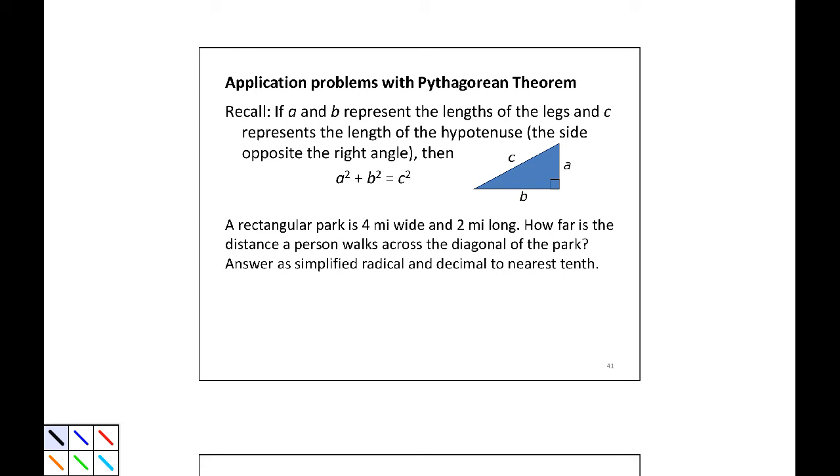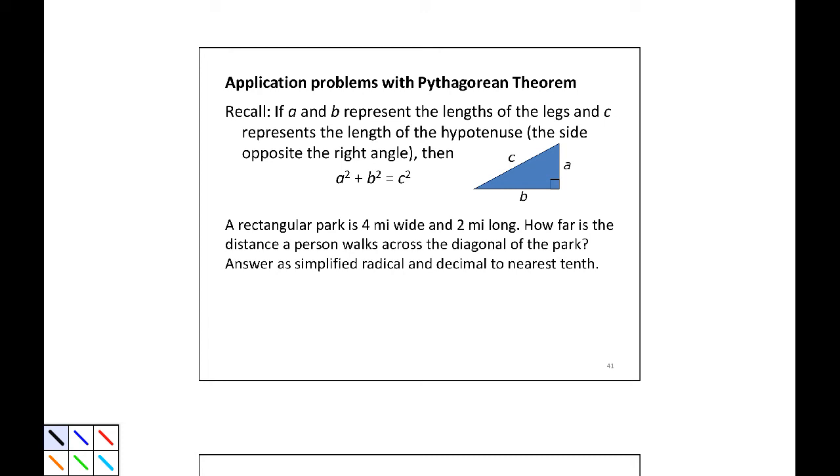In our example, we have a rectangular park that is 4 miles wide and 2 miles long. How far is the distance a person walks across the diagonal of the park? Answer as a simplified radical and a decimal to the nearest tenth. What we want to do is draw a picture.